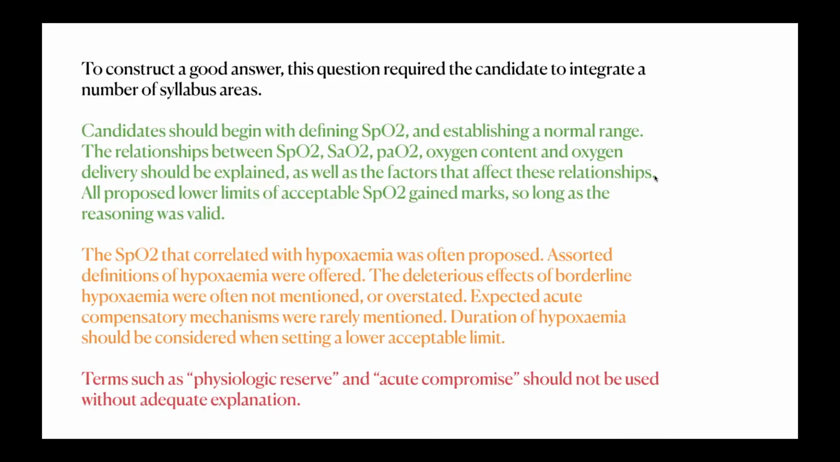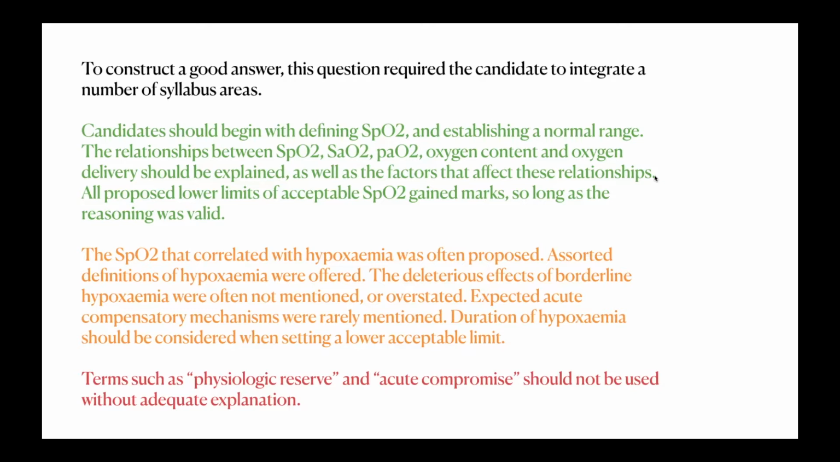Looking at the exams report, to construct a good answer, this question required the candidate to integrate a number of the syllabus areas. Candidates should begin with defining SpO2 and establishing a normal range. The relationships between SpO2, SaO2, so arterial saturations versus pulse oximetry, and then the partial pressure of arterial oxygen, oxygen content, and oxygen delivery should be explained, as well as the factors that affect these relationships.